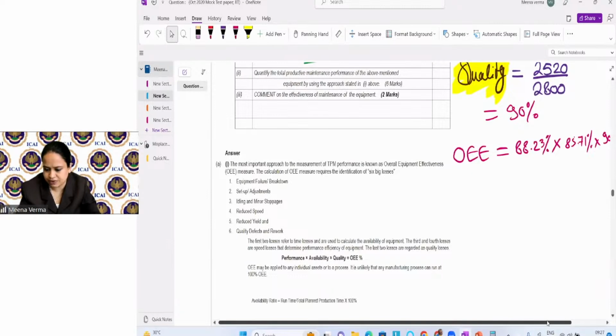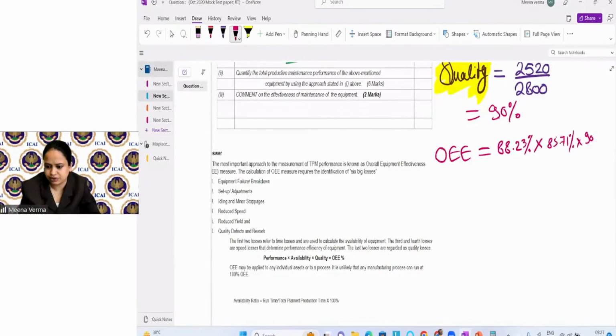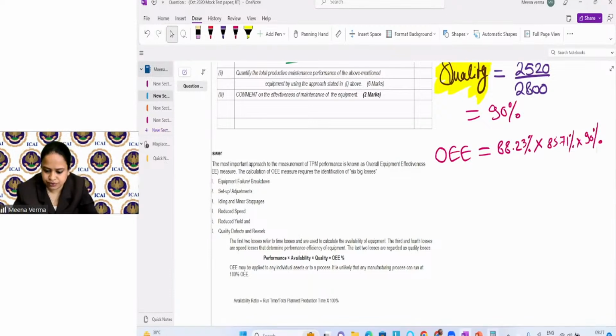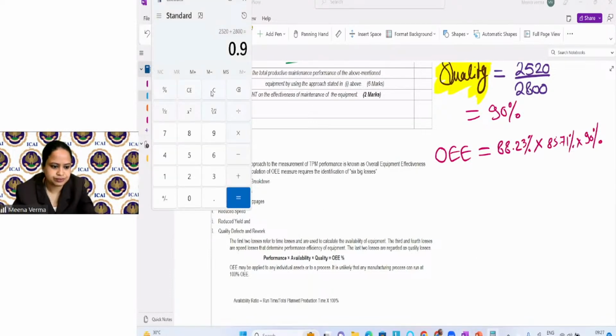Just multiply these values, you will get the answer 90%. Right? Multiply these three values. So where is my calculator? We will consider 88.23 into 85.71 into 90.